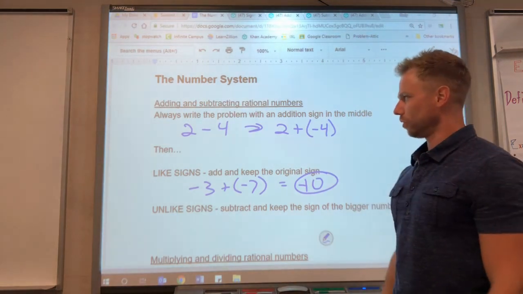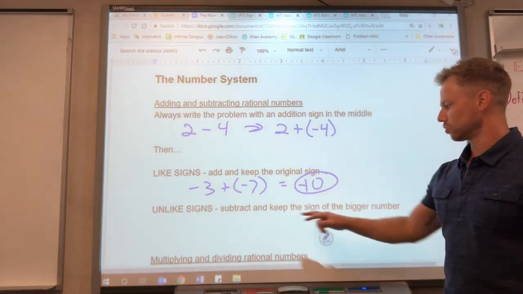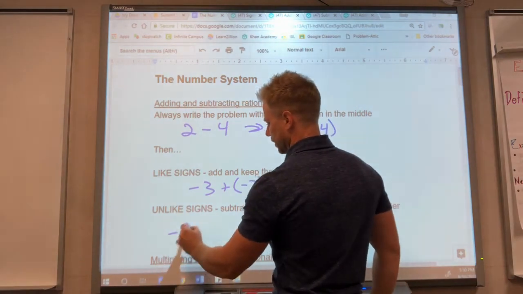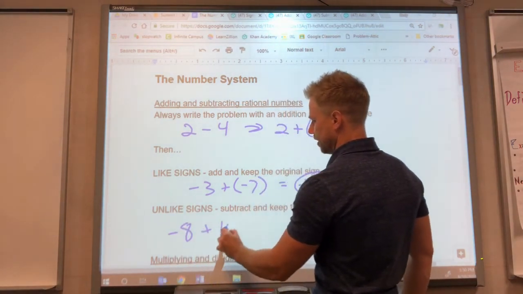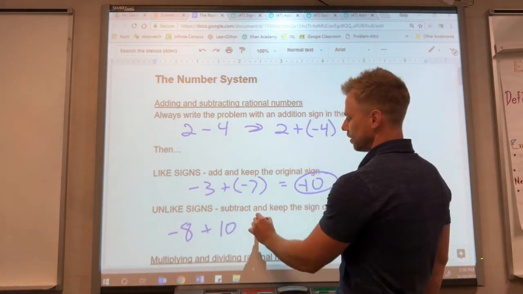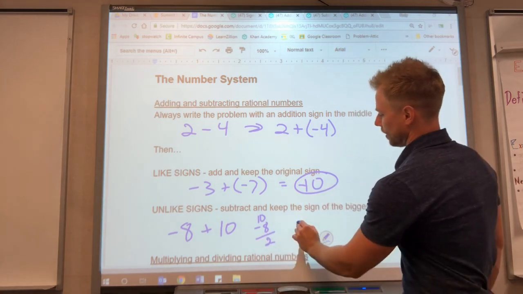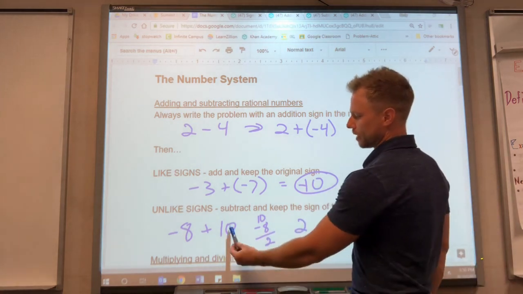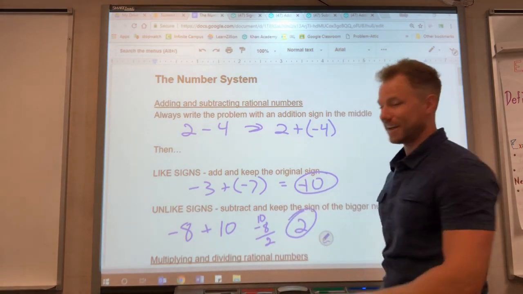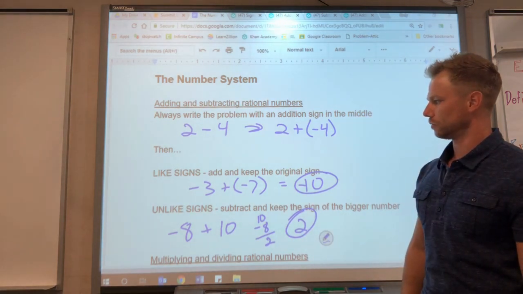Okay, and the second rule with adding and subtracting rational numbers: if they have unlike signs, you subtract and keep the sign of the bigger number. So if we had negative 8 plus 10, 10 is positive, 8 is negative. They have unlike signs, so you would subtract. 10 minus 8 is 2, and then you keep the sign of the bigger number. 10 is bigger than 8, and it is positive, so the sign of your final answer will also be positive. So it'd be a positive 2.